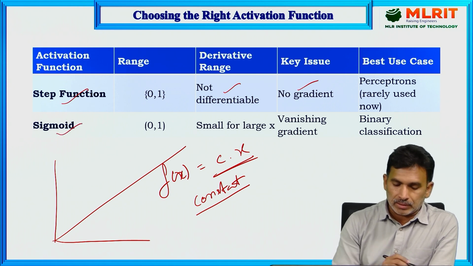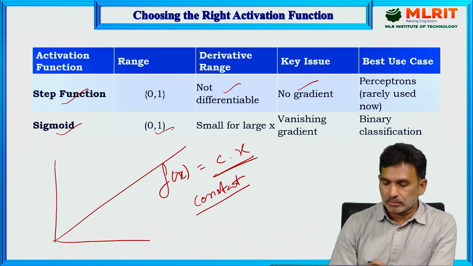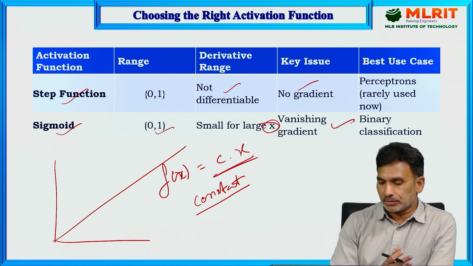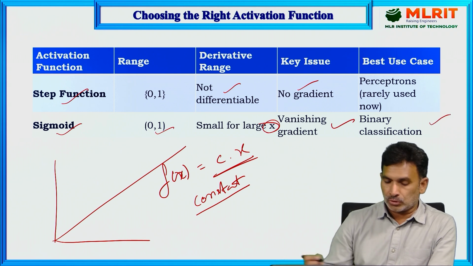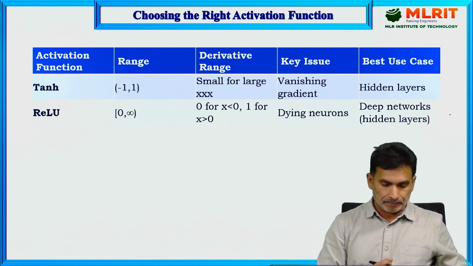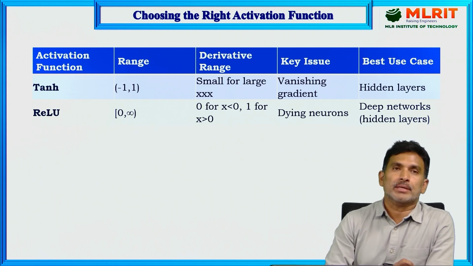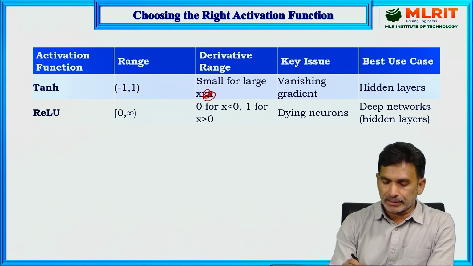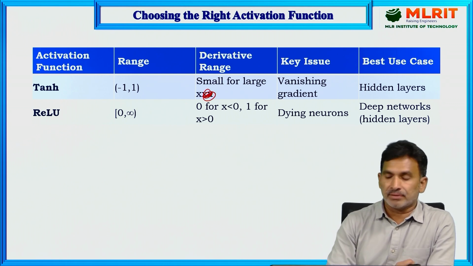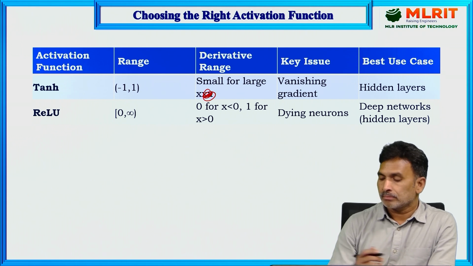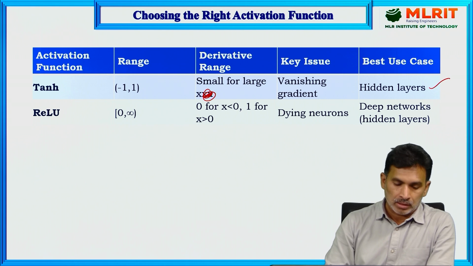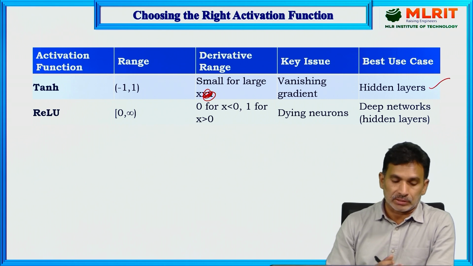And next one is the sigmoid activation function, 0 to 1, that is small for large x values. The problem is vanishing gradient, as we discussed, and it is mainly suitable for binary classification. Next, tanh has the range -1 to +1, and this is small for large x, and it also suffers from the vanishing gradient problem. It is more suitable for use in hidden layers as an activation function.